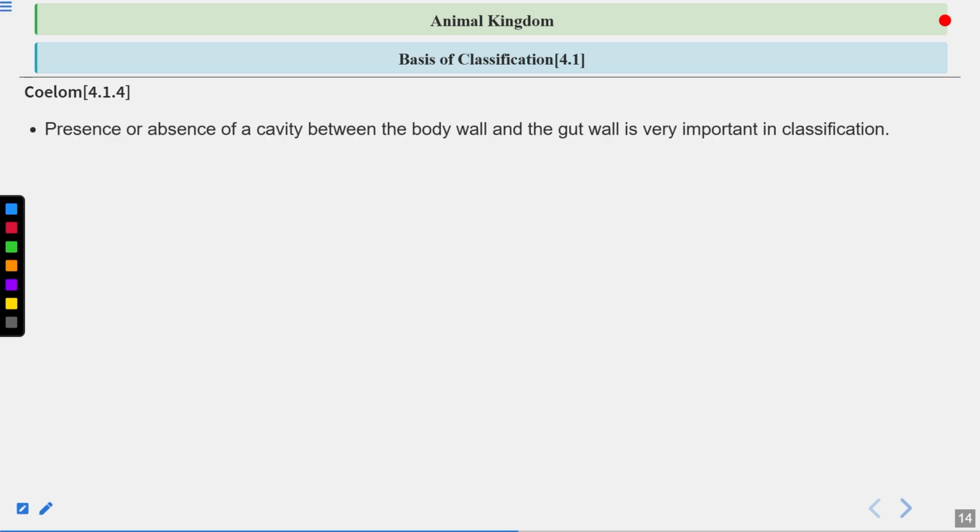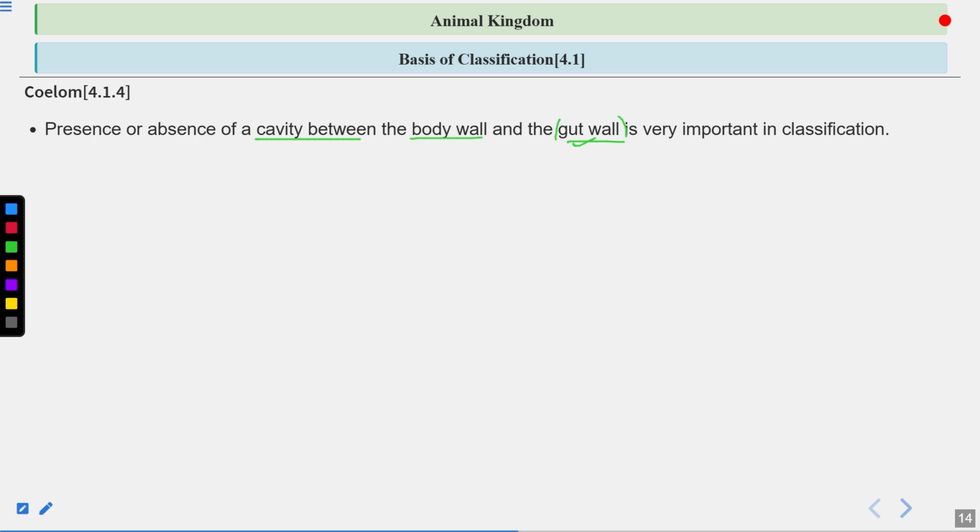So the presence or the absence of cavity between the body wall and the gut wall. What is the gut wall? We are having the alimentary canal now. This alimentary canal is called the gut, right? The gut. And the wall of the gut and the wall of the body, in between these two, body wall and gut wall, there is a space present or no space present. If a space is present, then you say that they are having the body cavity. And if no space is present, then no body cavity, right?